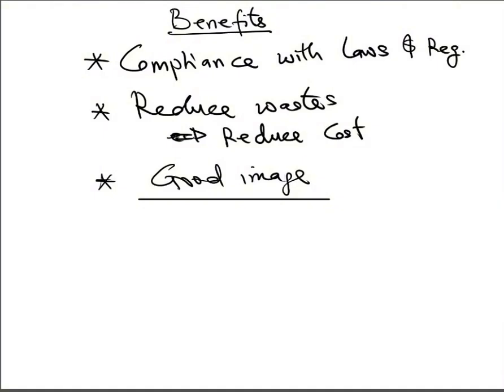Now that we know all of this, we know the meaning of environmental management accounting. We know the benefit. We know different types of cost. The question is, how do we now do it? How do we do environmental management accounting? So now, how? How do we do it? There are about 4 methods.